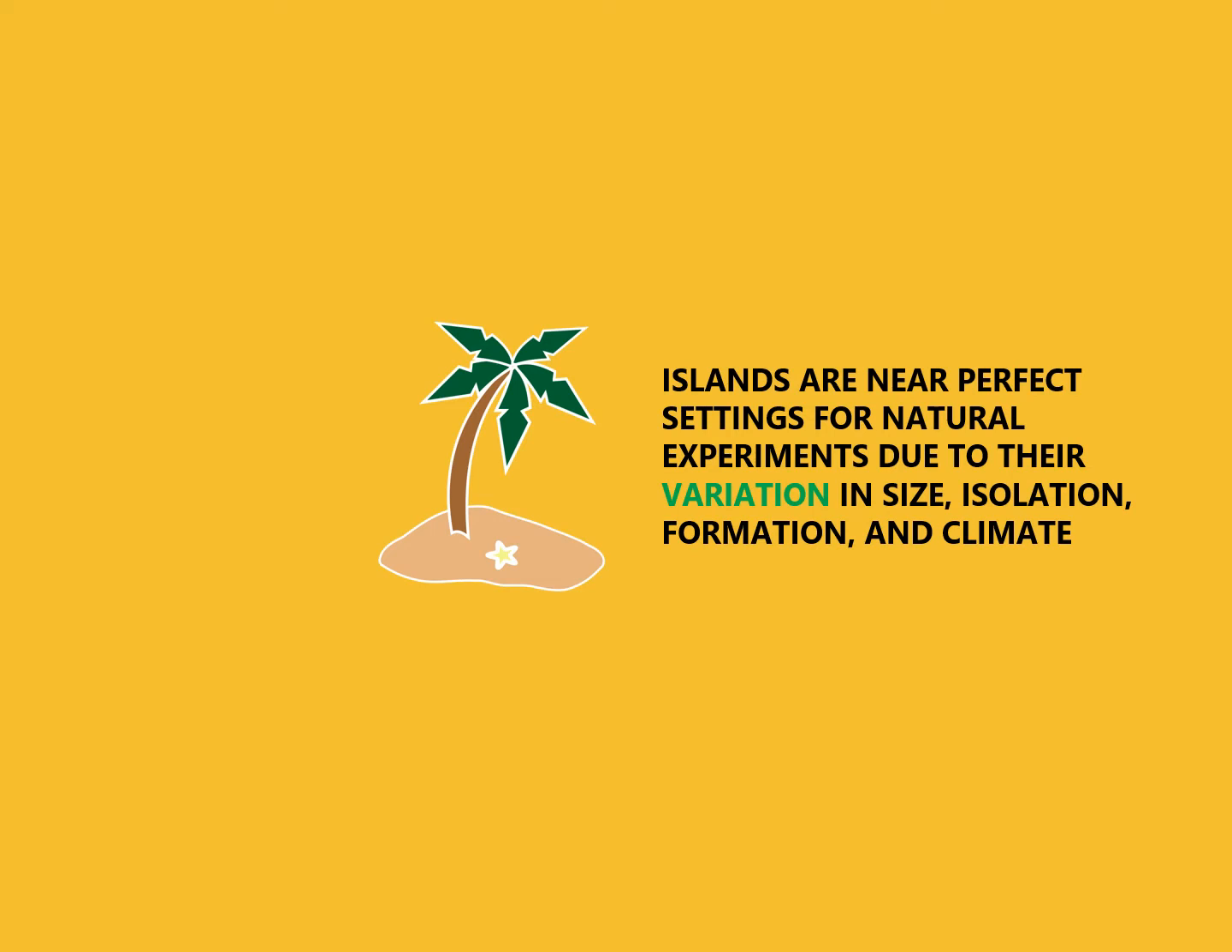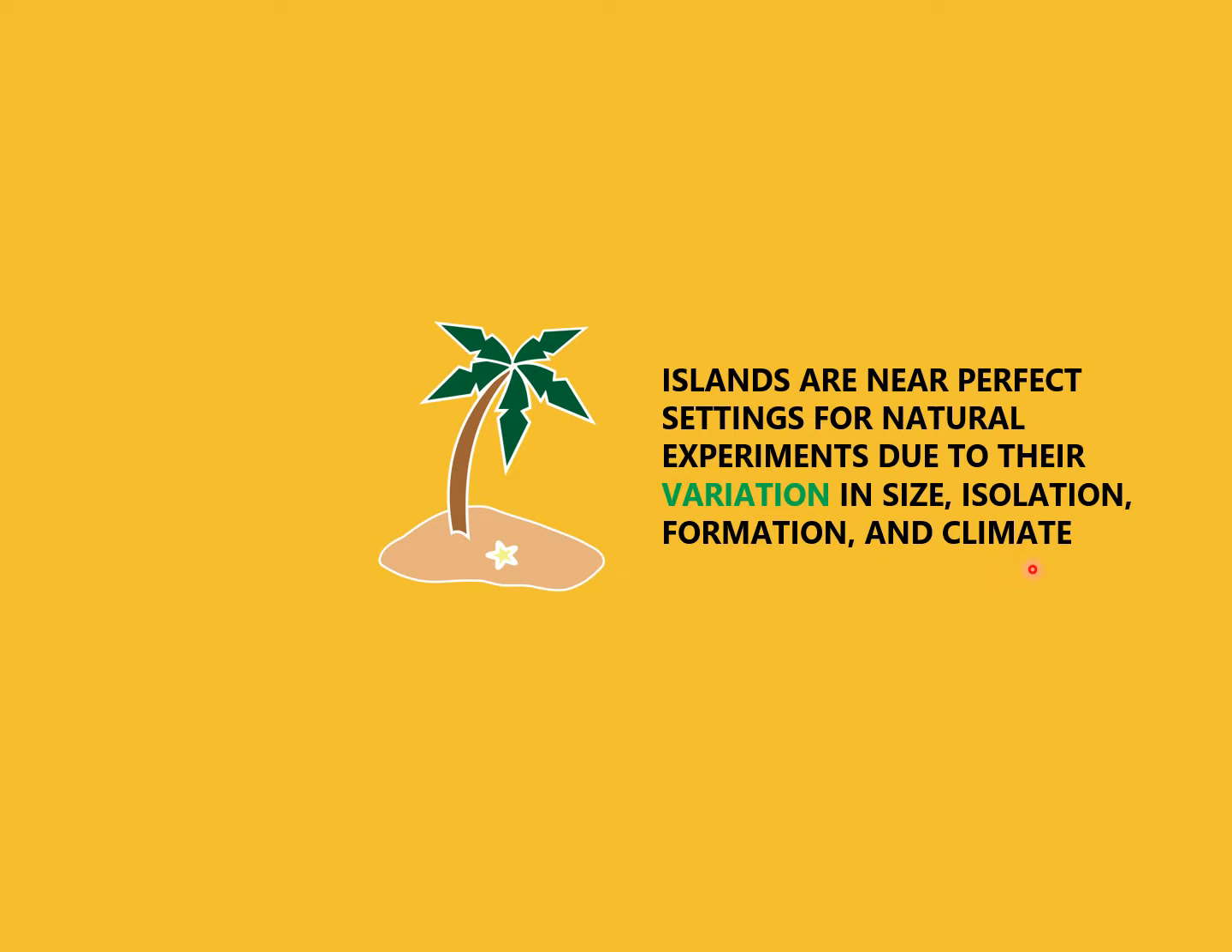Okay, so just to kick this off, there's been a lot of studies of islands and biodiversity on islands and how those trends might change on different islands. And part of the reason why there's been so much focus on islands, even though islands are such a small total area of the earth, is that they are nearly perfect settings for natural experiments. And this is because of their natural variation in a lot of characteristics like size, isolation, the way that they were formed, and the climate that they have.